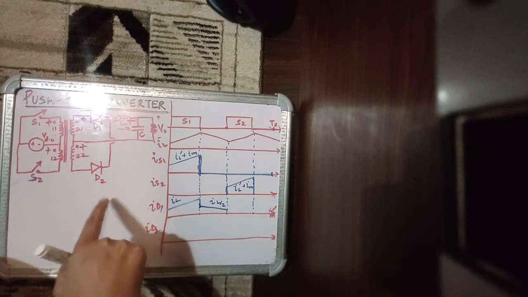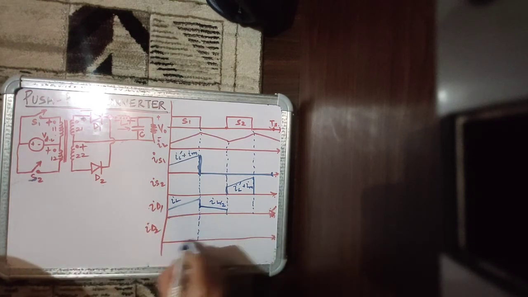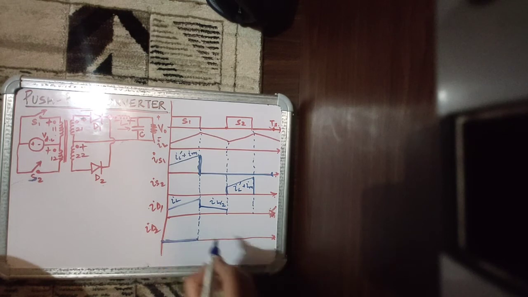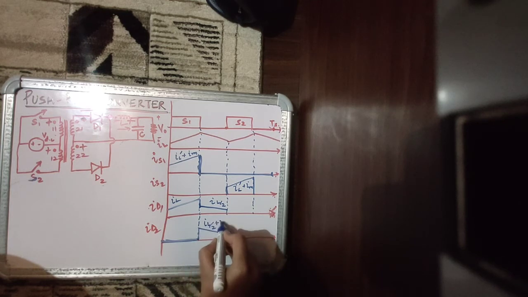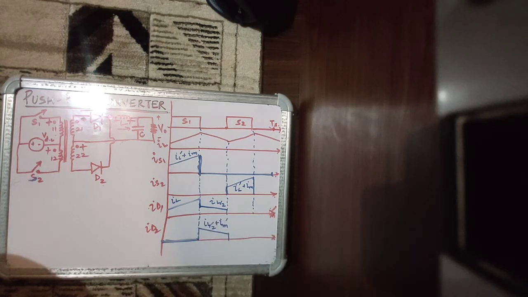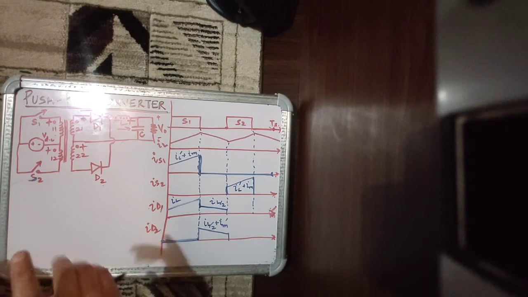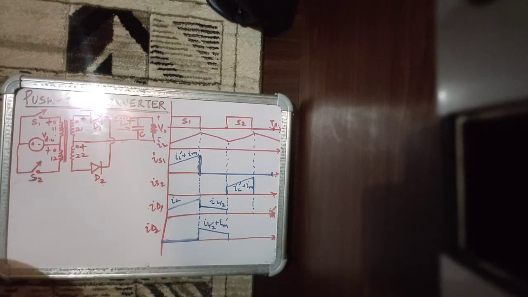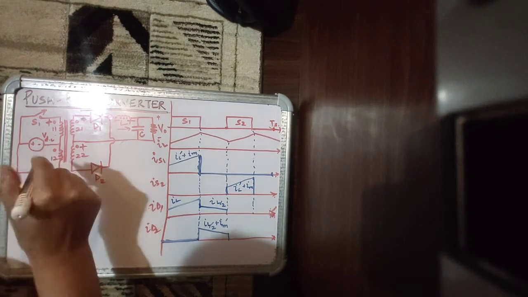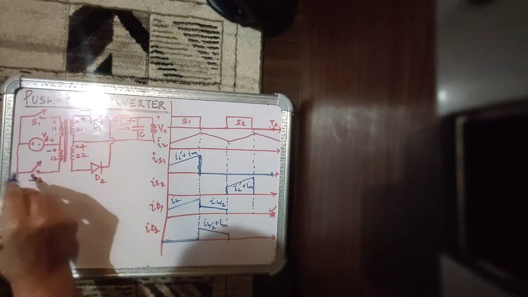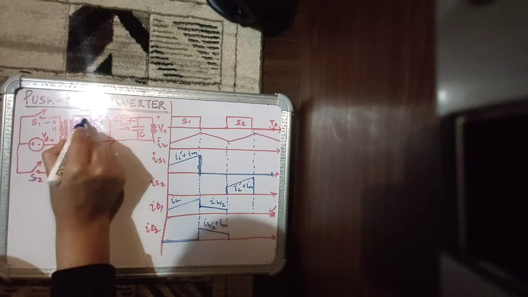और अगर आप ID2 की बात करो तो इस इंटरवल में पहले ID2 0 है एंड देन ID2 इज IL by 2 प्लस IM dash, राइट? ओके. अब जब हम S2 को पल्स देते हैं तो S2 को पल्स देने की वजह से आपके डॉट्स जो हैं वो सब नेगेटिव हो जाते हैं, बिकॉज करंट फ्लोज लाइक दिस, ऑल द डॉट्स आर नेगेटिव.